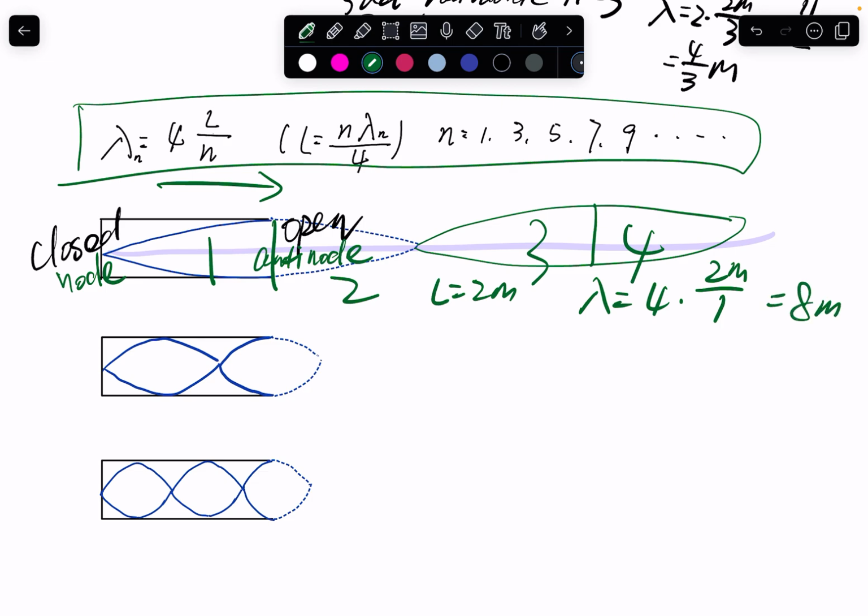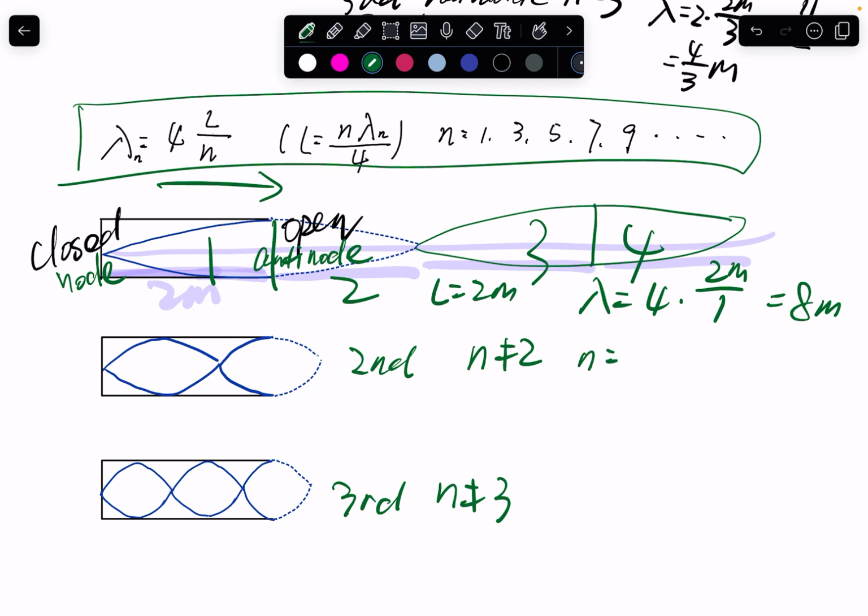It looks intuitively correct, because I have a 2 meter here, and that's just 1/4, and then 2 meter, 2 meter, 2 meter, that's 8 meters. So that's really intuitive. You can visually see it in the picture. Now let's explain why, when we move on to the second and third harmonic, n doesn't equal 2 and n doesn't equal 3. Instead, n equals 3 here, and n equals 5 in this case. It's the 1, 3, 5, 7, 9 case.